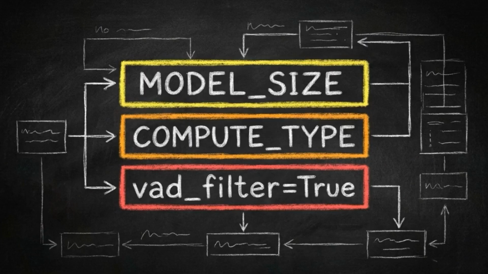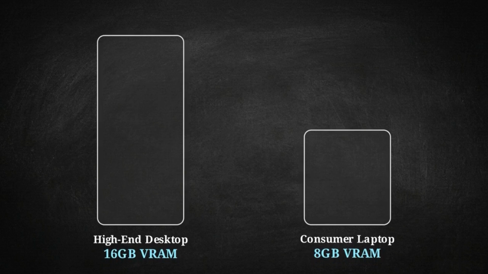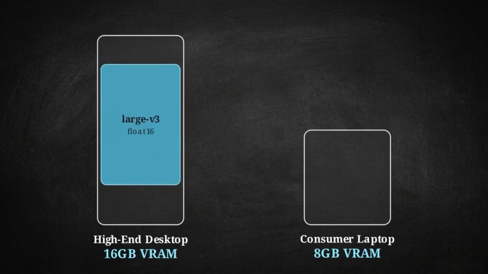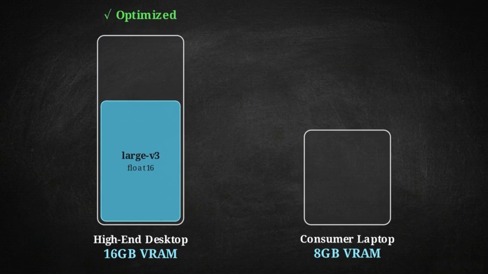Next, create your Python script and look closely at the model configuration variables. This chart shows how we map the model to your specific hardware. With a high-end card featuring 15 or 16 GB of VRAM, you can comfortably set the model size to large-v3 and compute type to float16 for production-level quality.